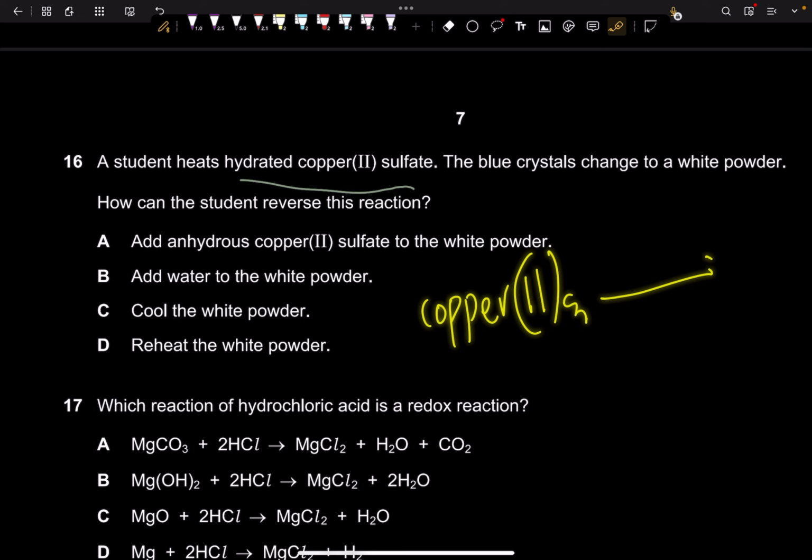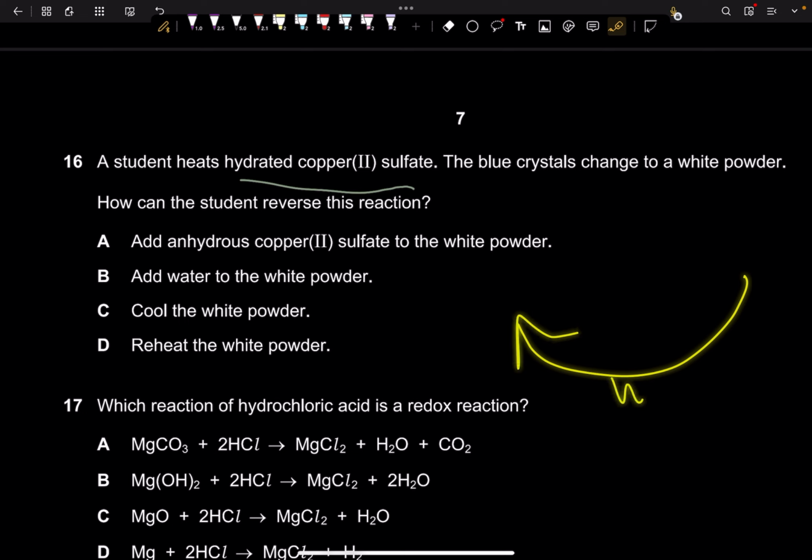When you heat it, it becomes anhydrous, ठीक है. This is your hydrated salt, and it becomes anhydrous. That means it loses water. But when you add water back to it, it becomes hydrated again.